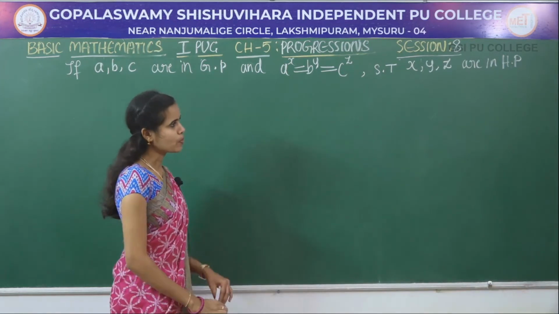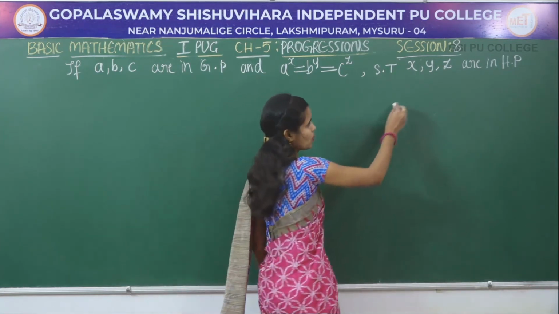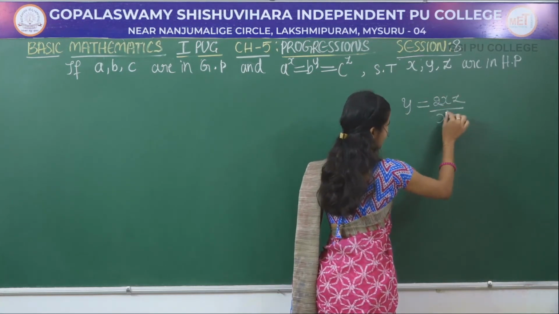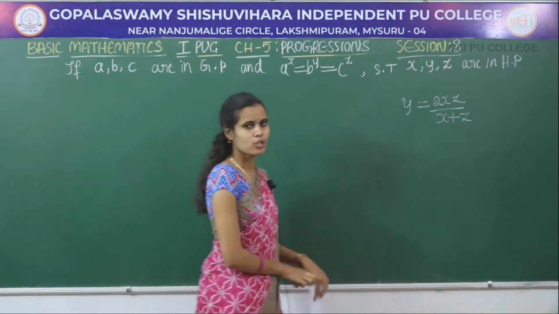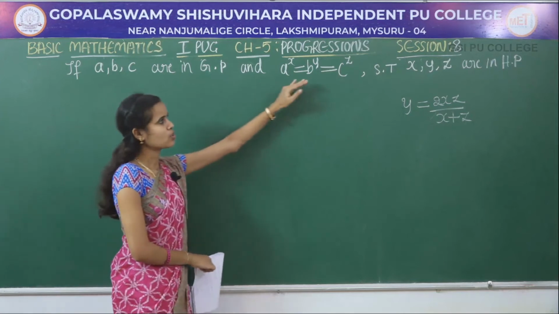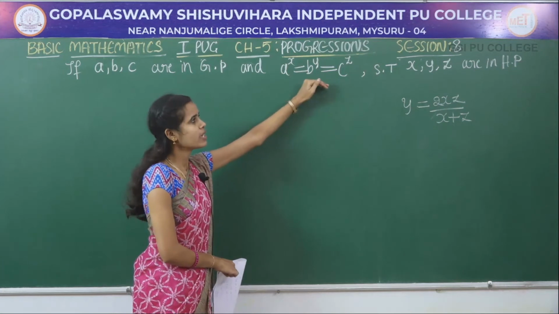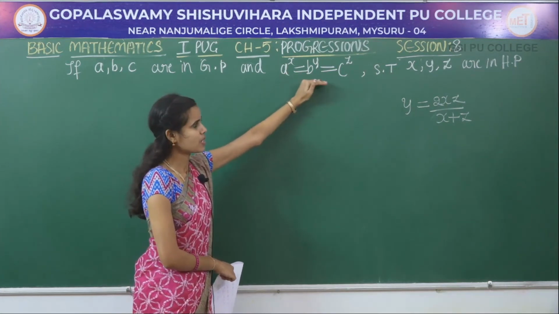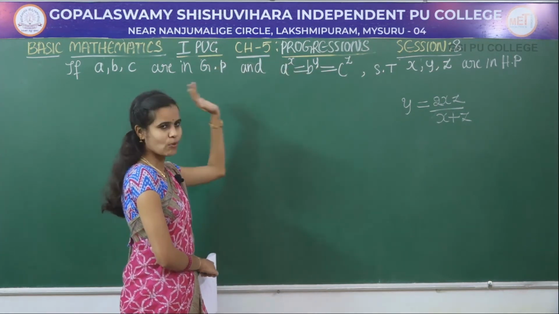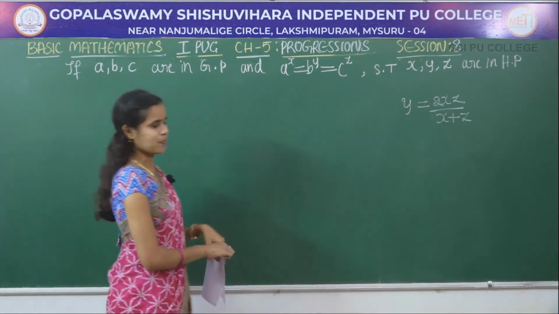So, here we want to prove that these three terms x, y, z are in HP, which means we want to prove y is equal to 2 into xz divided by x plus z. So, using the given conditions, a, b, c are in GP, and also a to the power of x is equal to b to the power of y is equal to c to the power of z. These three terms are equal, which means equal to some constant value. So, using these two conditions, we want to prove y is equal to 2xz divided by x plus z.